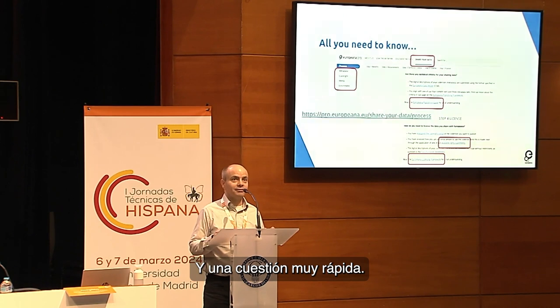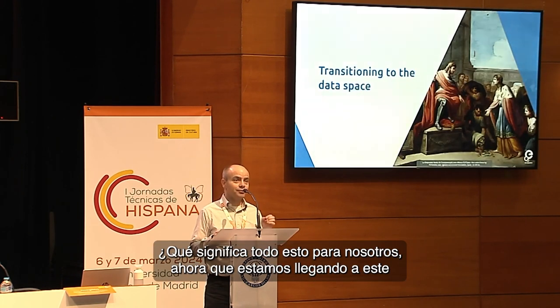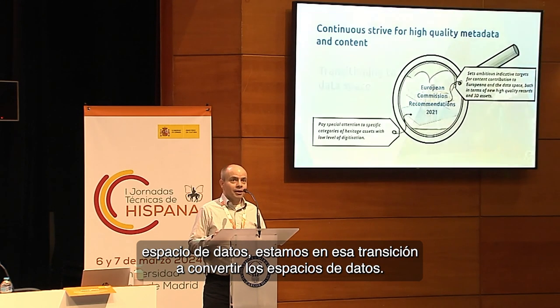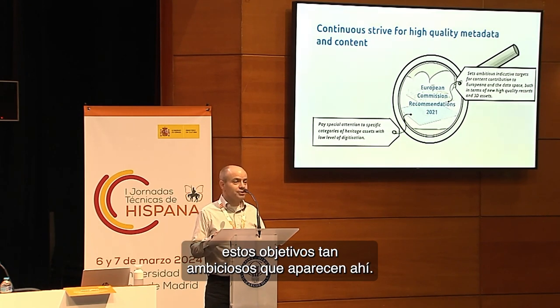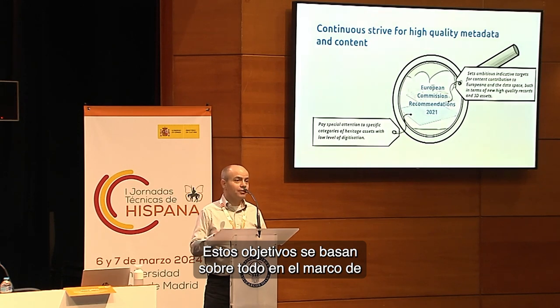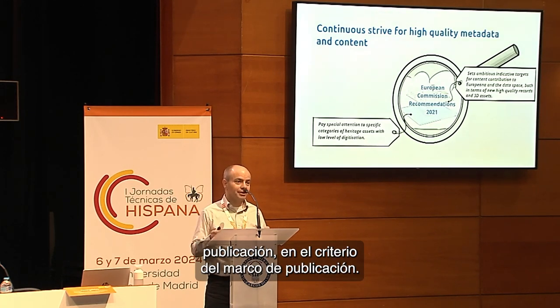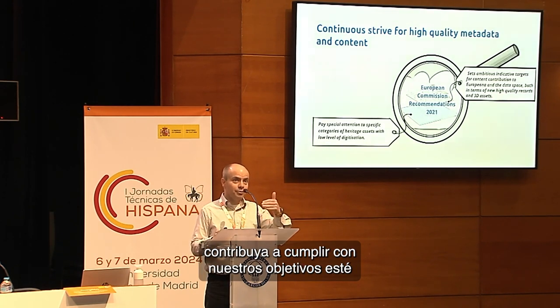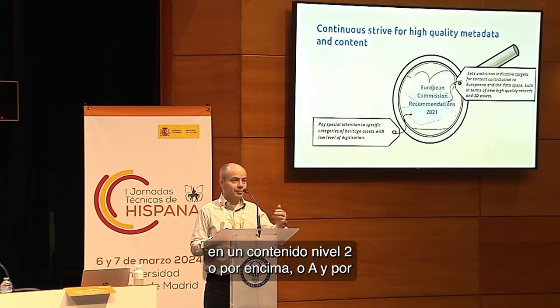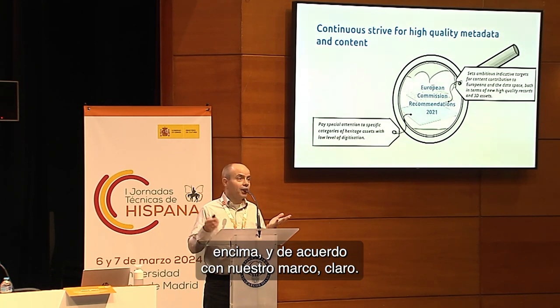And a very quick last sentence is what does all of this mean for us transitioning to the data space? I've mentioned the recommendations from 2021 already, and I've mentioned these very ambitious targets that are in there. And those targets are actually based on the publishing framework criteria. So the Commission really expects everything that contributes to fulfill those recommendations to be in content tier 2 and above, and in metadata tier A and above, according to our framework.